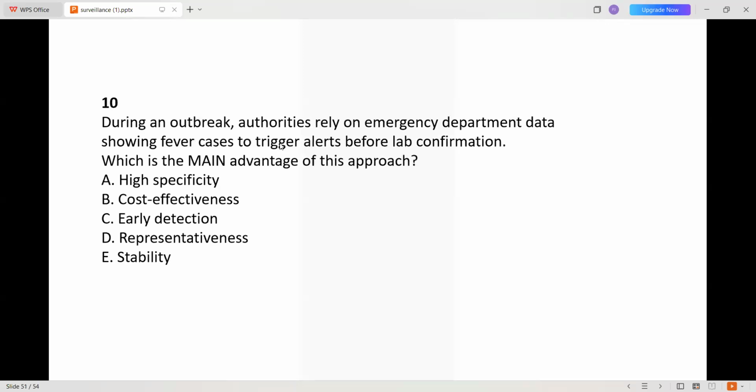MCQ number 10. During an outbreak, authorities rely on emergency department data showing fever cases to trigger an alert before lab confirmation. What is the main advantage of this approach? A. High specificity. B. Cost effectiveness. C. Early detection. D. Representativeness. E. Stability. C is the right option, early detection.